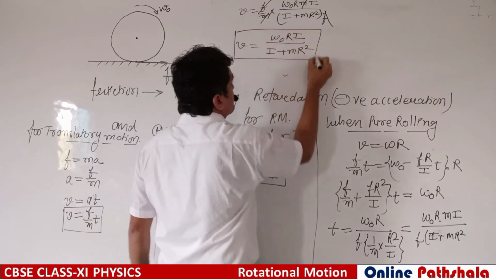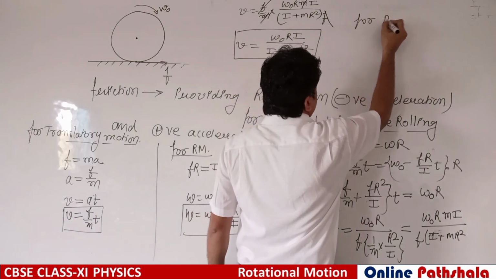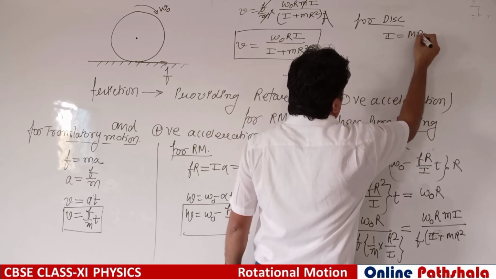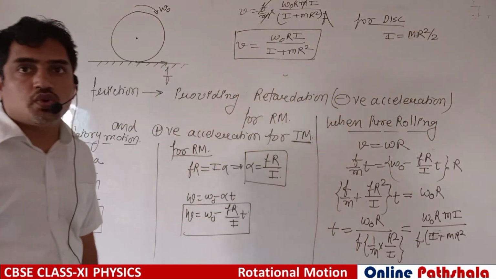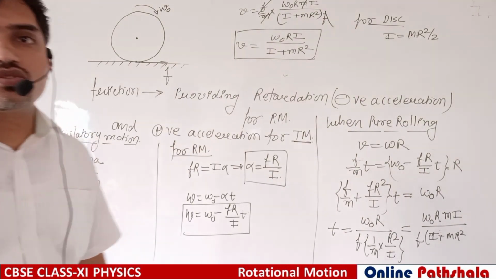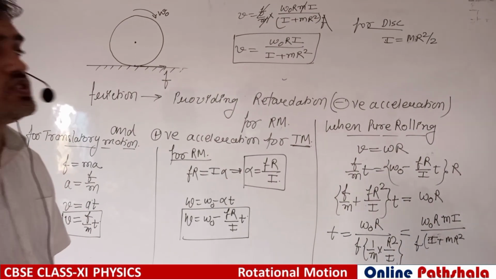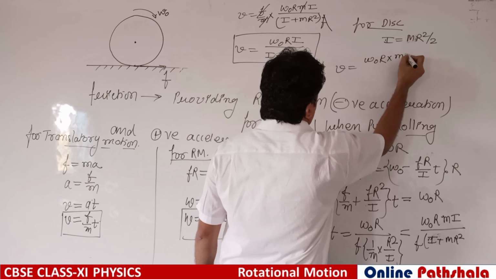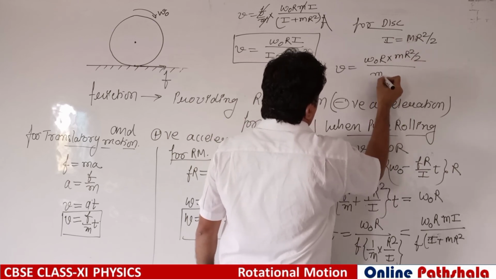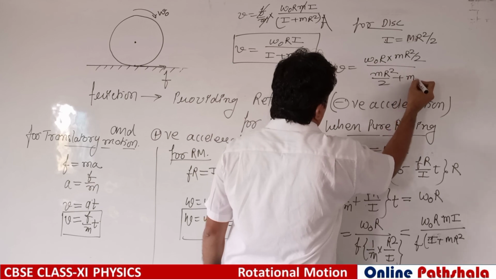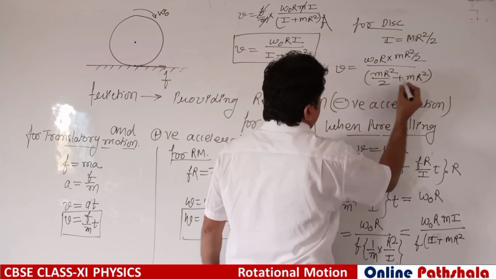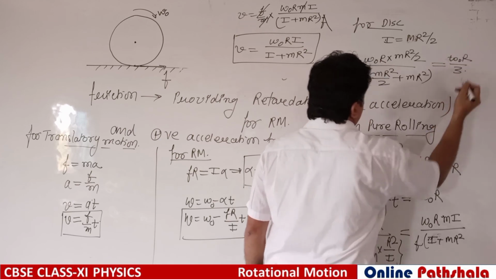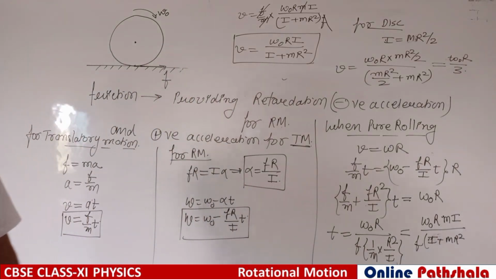And for a disk, I is equal to m R square by 2. So v is equal to omega naught R into m R square by 2 divided by m R square by 2 plus m R square. So it is equal to 2 omega naught R by 3 after solving. Okay, thank you very much.